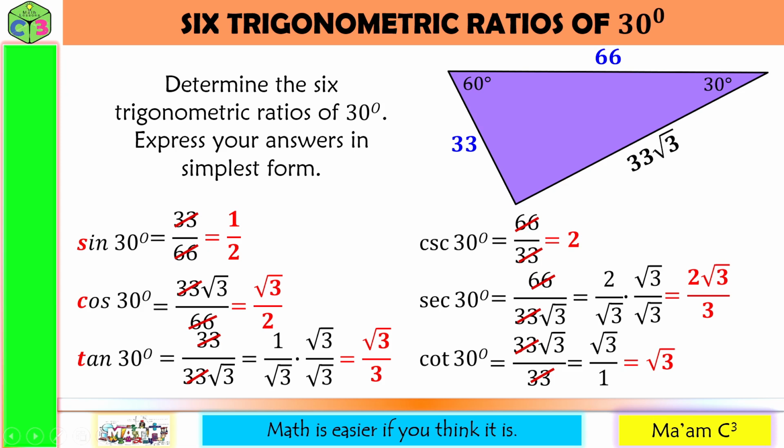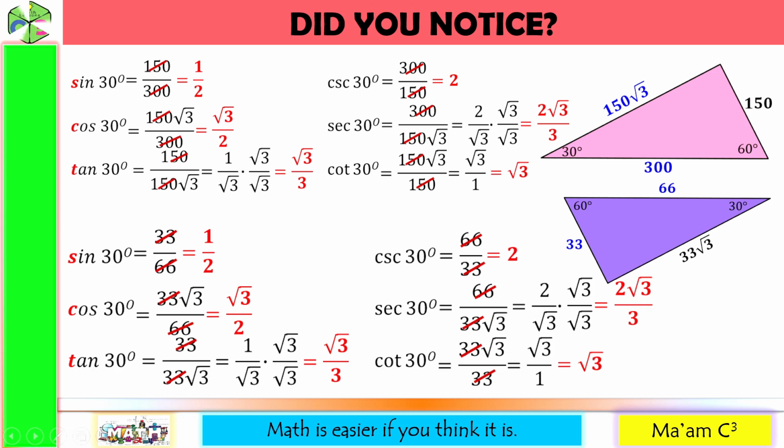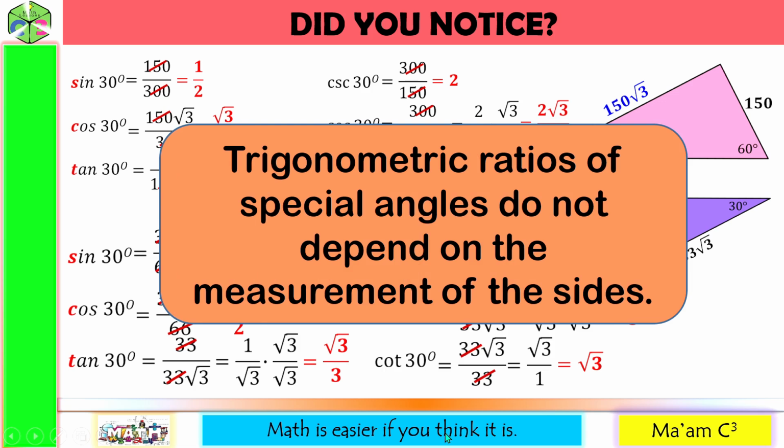Now, let us combine the answers that we had earlier, just like what we did in 45 degrees, and compare the values of the 6 trigonometric ratios. What did you notice? Same thing, even if we have the different measurements of the two triangles, the values of the 6 trigonometric ratios remain the same. That is because trigonometric ratios of special angles do not depend on the measurement of the sides.